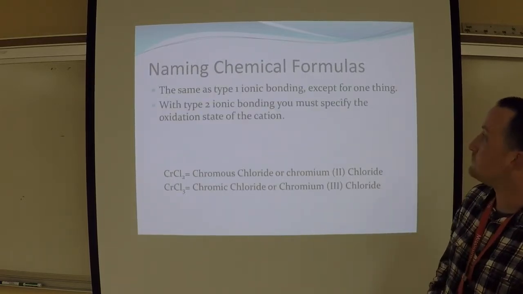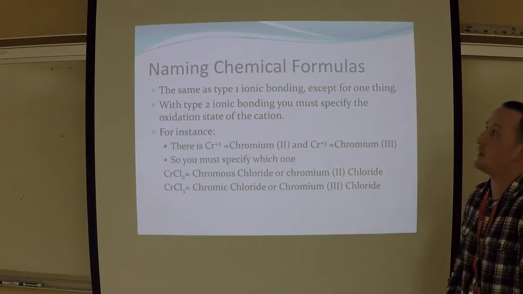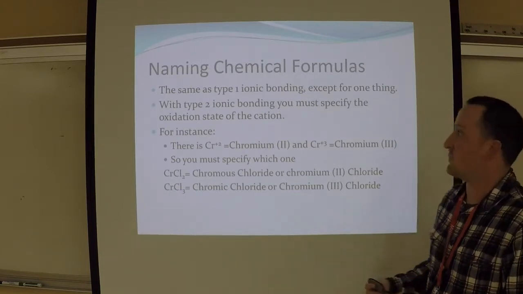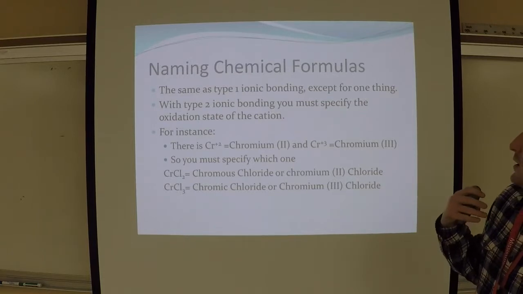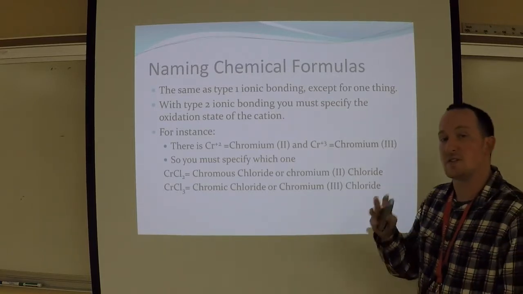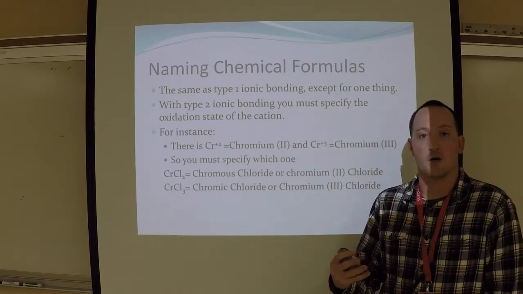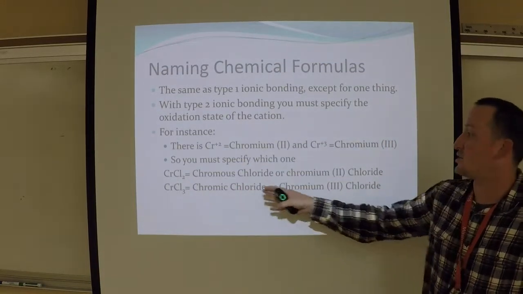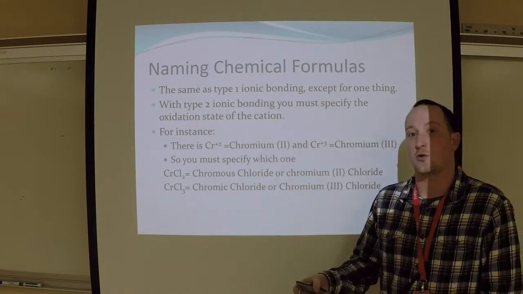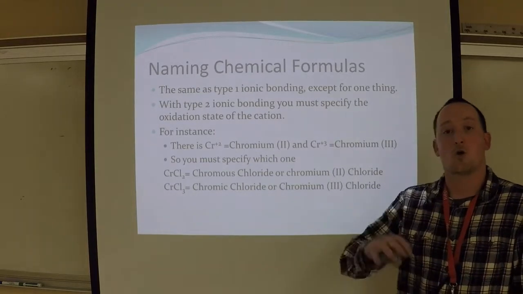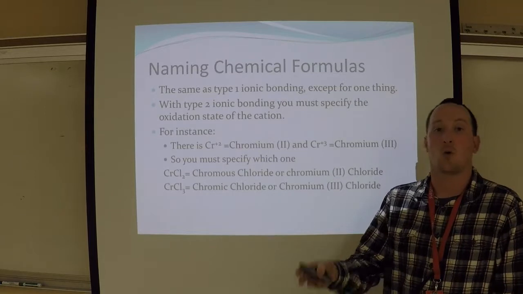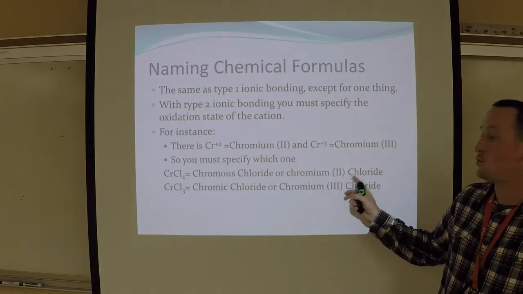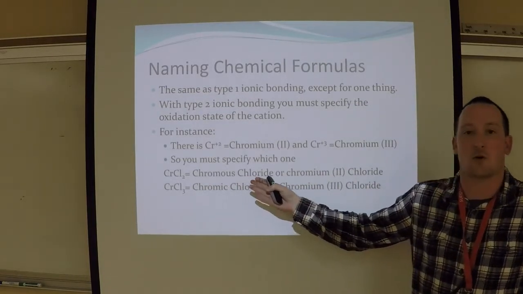The next one that we're going to look at is naming chemical formulas, when you're given the formula and now you need to actually write the name. The main thing to remember is that you have to specify the charge of the ion. For instance, for this one right here, CrCl2, okay? I can't just say chromium chloride. The reason I can't just say chromium chloride is because chromium can have 2 charges. It can be chromium 2 or it can be chromium 3. So if I had CrCl2, that would be called chromium 2 chloride, or that sometimes is called chromous chloride.